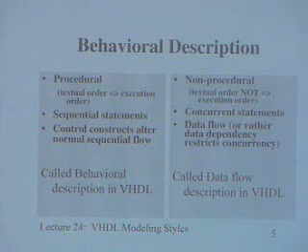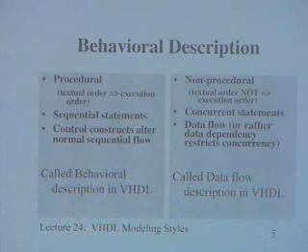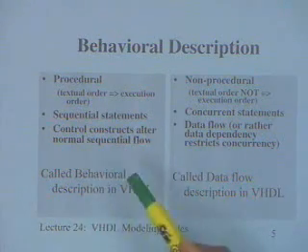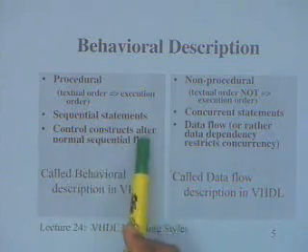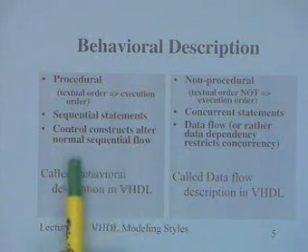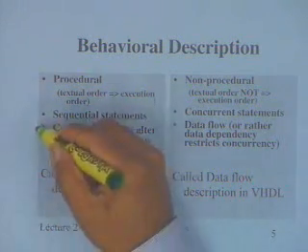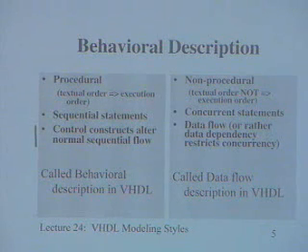So let me talk about the behavioral description. One is the procedural description. We will see more examples of these two in the next class. In the procedural description, there are sequential statements, and the control constructs alter the normal sequential flow. These control constructs are very similar to the conditional if-then-else construct. There is a looping construct, very similar to the way you execute your while or repeat loops. There is also a construct for case, for multi-way branching.